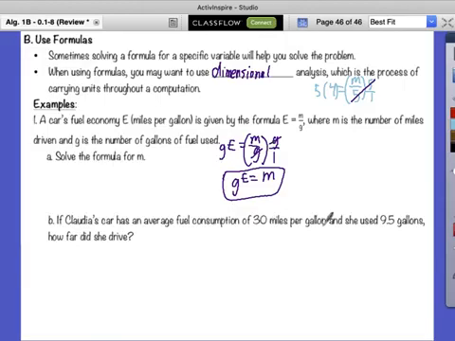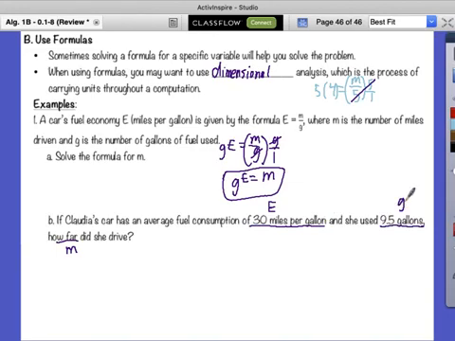How far we're driving is going to be M, or miles. For fuel consumption of 30 miles per gallon, is that going to be our E or our G? It's going to be our E, our fuel economy. Our economy, E, is in miles per gallon. She used 9.5 gallons. 9.5 gallons would be what letter? G, that's our G for gallons of fuel.